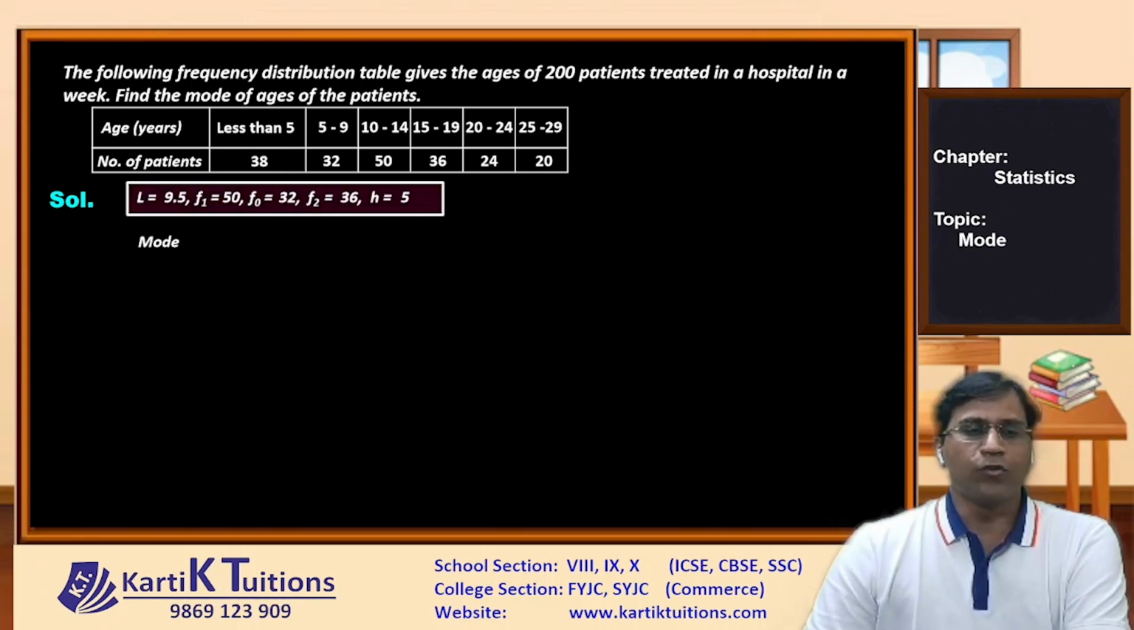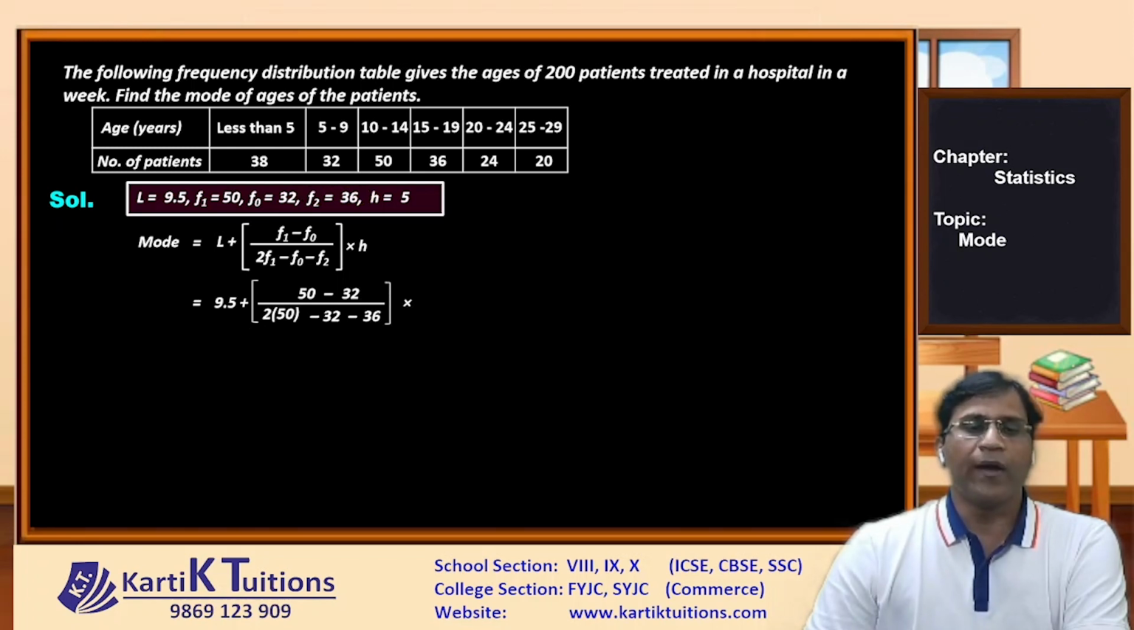What is the formula? A very small, lovely formula: L plus (F1 minus F0) upon (2F1 minus F0 minus F2) into h. Now let's substitute the values. See, our L is 9.5 plus, our F1 is 50. So (50 minus 32) upon (2 into 50 minus 32 minus 36) into 5.